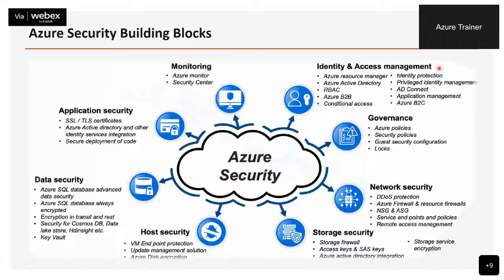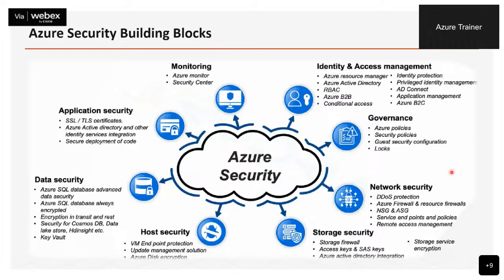We'll be discussing role-based access control, and B2B and B2C models. We'll discuss how to integrate this with the on-premises scenario, and how an identity, object, or resource can be protected in a real-time scenario. Then we'll move on to the governance side. On the governance side, there are 4 important topics we'll be discussing: how to configure security policies, and how Azure policies or locks can be implemented.